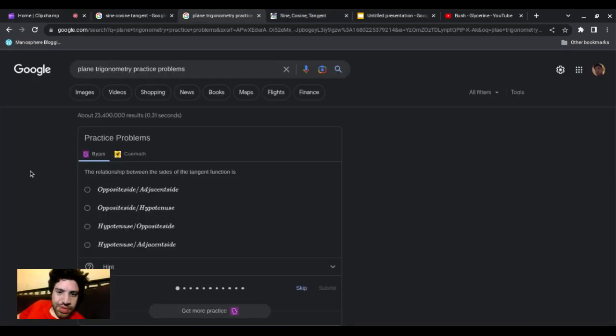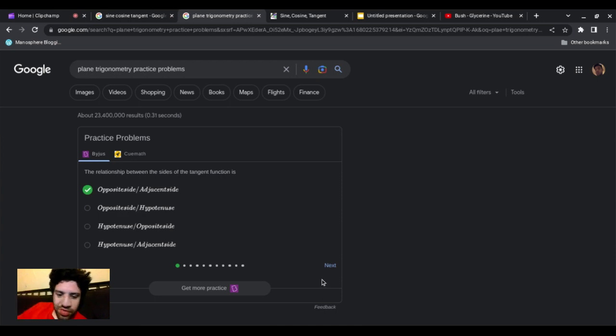Now then, going back to the original question, the relationship between the sides of the tangent function is, if we recall back to that resource we just looked over, opposite to adjacent side. Yes, we got it right.